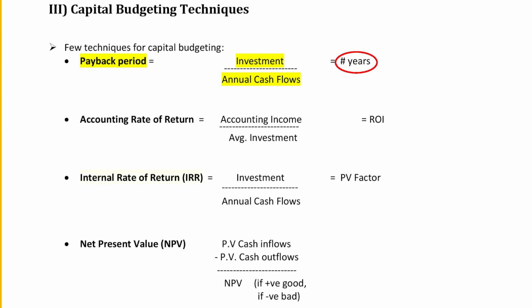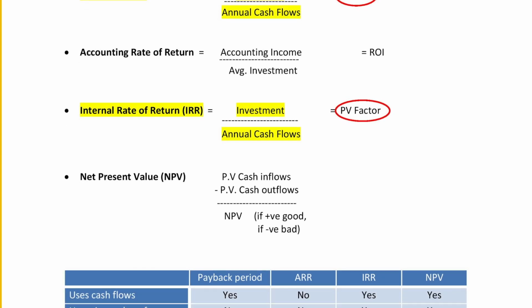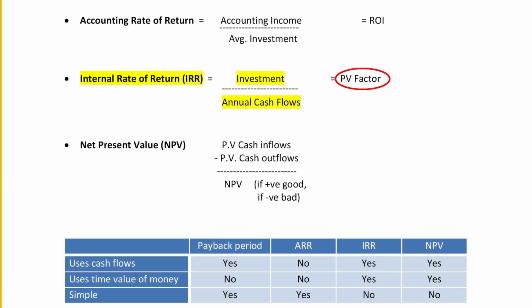Third one, highlight internal rate of return, or IRR. And the formula here is pretty similar to the payback period formula, which you could use if there's a stream of even cash flows. So highlight investment divided by annual cash flows. But the result here, put a circle around present value factor. So we need to find this present value factor on the present value of an annuity table to get the IRR percentage. Then you have net present value, which is the present value of cash inflows less the present value of cash outflows.